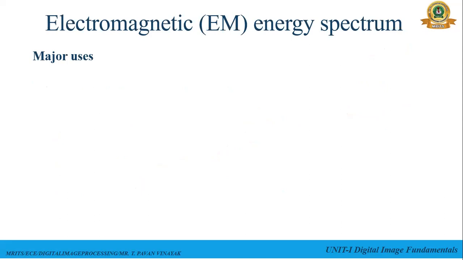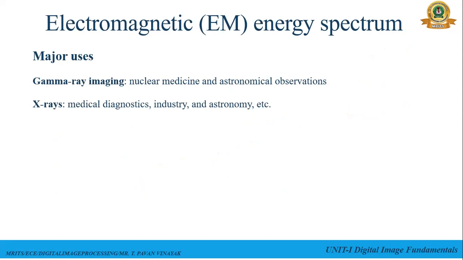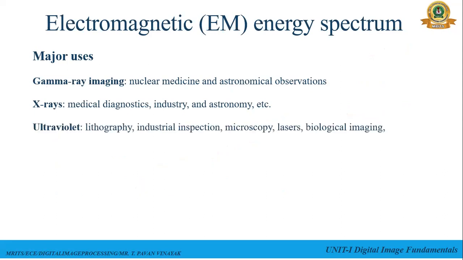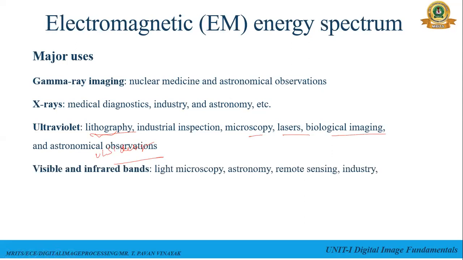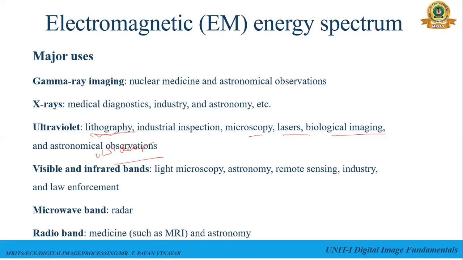Some of the electromagnetic spectrum bands are gamma rays. Gamma ray imaging is mostly used in medicine and astronomical observation. X-rays are also for medical diagnostics. UV rays are used for lithography, which we already learned in VLSI design. For layout design we use lithography, microscopy, laser, and biomedical imaging. Next, visible and infrared for astronomy and remote sensing. Microwave bands are used for radar signals. Radio band for MRI scanning. Let us see those images.